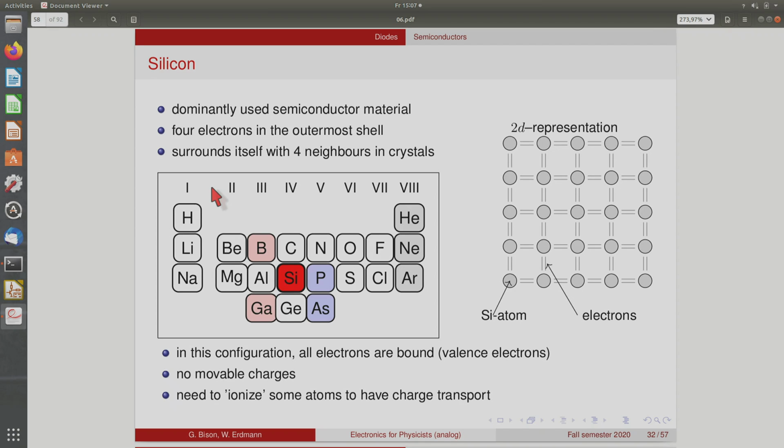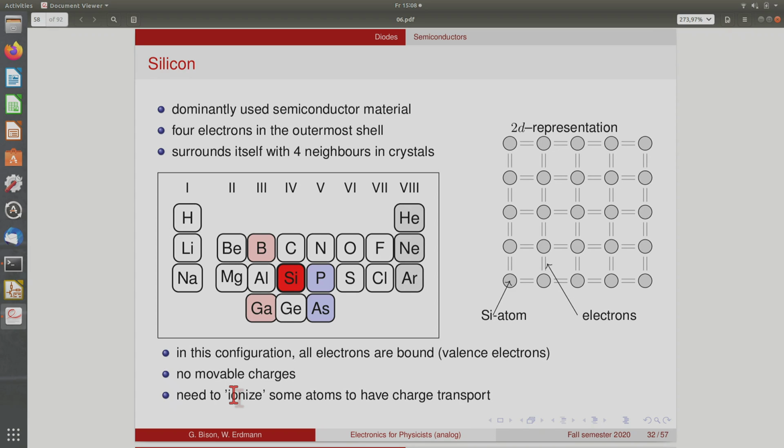Then when you have something in this configuration, the picture now only shows, of course, a 2D picture. The real crystal is, of course, 3-dimensional, but it's a little difficult to imagine. So with four neighbors, but in a 3-dimensional arrangement. So this is just a 2-dimensional picture. And all the electrons are bound. So we have no movable charges. So these bound electrons cannot hop around. All the positions for electrons are filled, and we cannot move anything around.